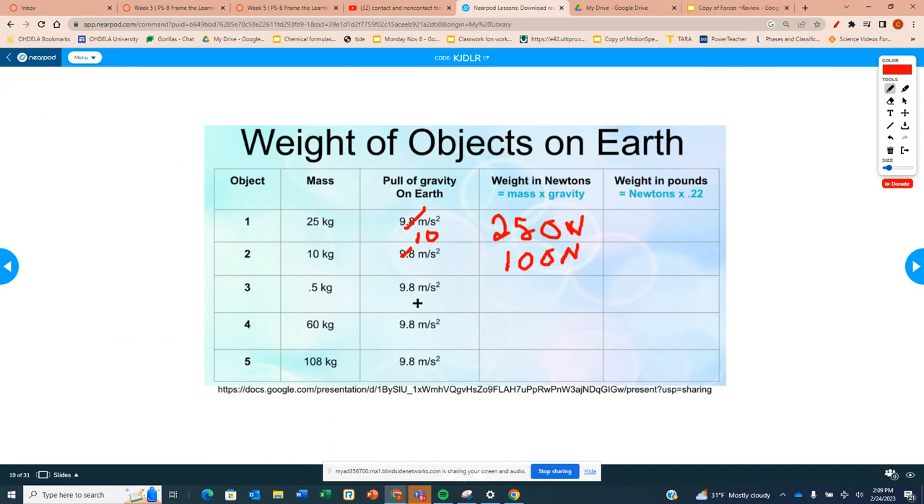0.5 times 10 is 5 newtons. 60 times 10 is 600 newtons. 108 times 10 is 1080 newtons.